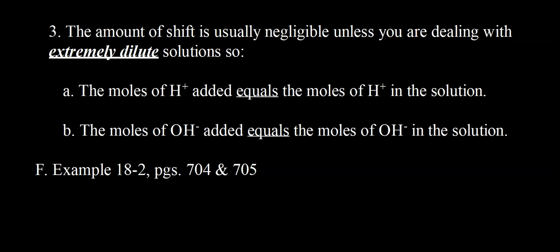All right, take a look on 704 and 705. 18.2, read along. It says calculate the concentrations of H3O plus or H plus and OH minus in a 0.05 molar solution of HNO3. So let's start off with our balanced dissociation equation. So I'm going to add a slide here. HNO3 in solution we call nitric acid. Nitric acid is one of these strong acids, so we want to write a one-way arrow here indicating that.